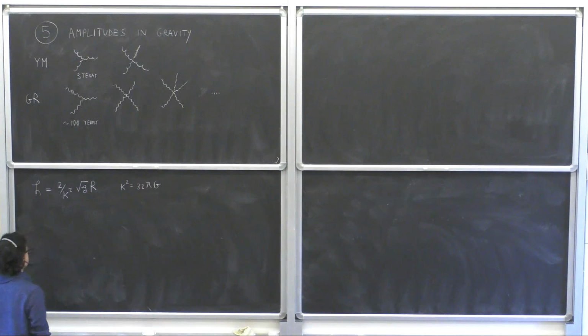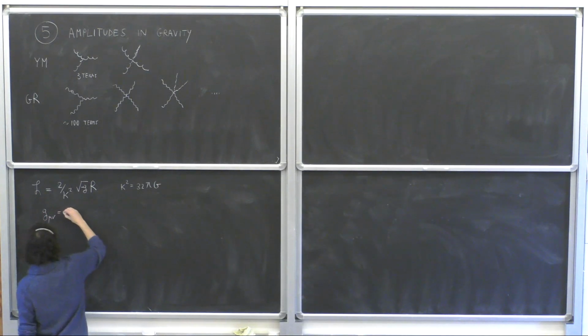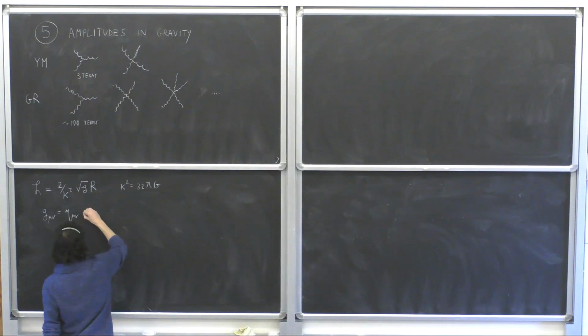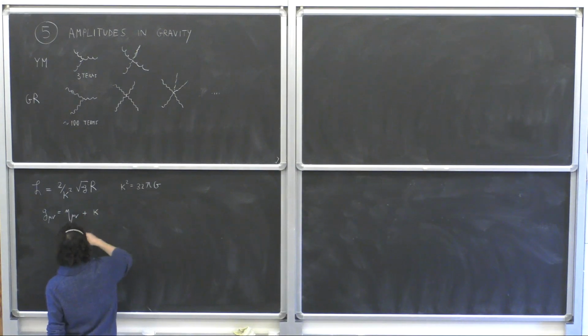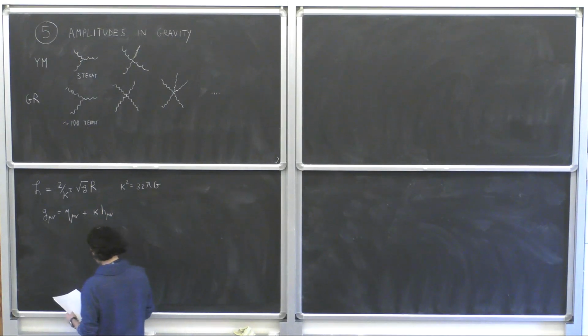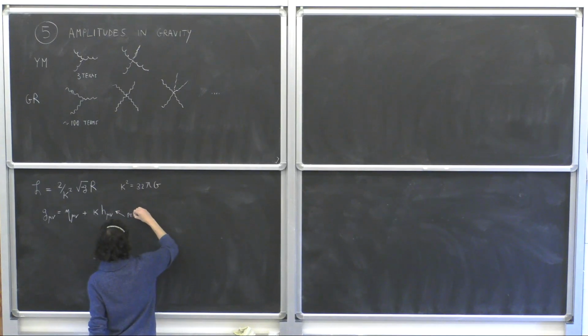And then when you have a perturbative situation, what you're doing is considering perturbation around the flat or Minkowski spacetime, where your metric becomes the Minkowski metric plus a perturbation which is proportional to kappa. So this is your graviton.